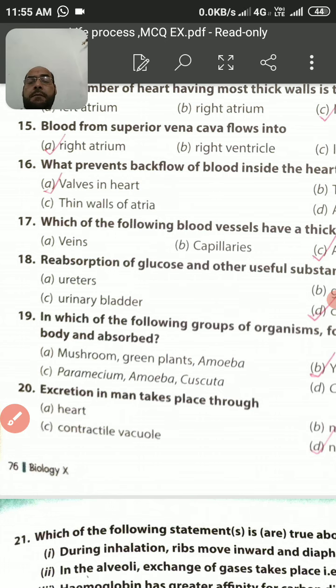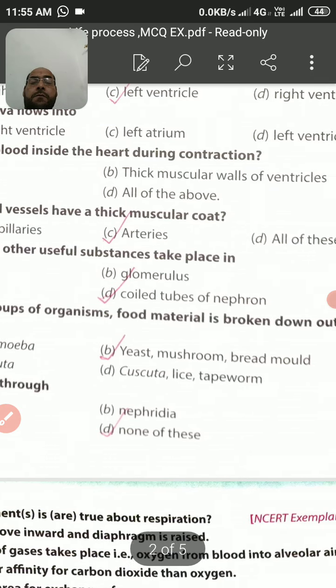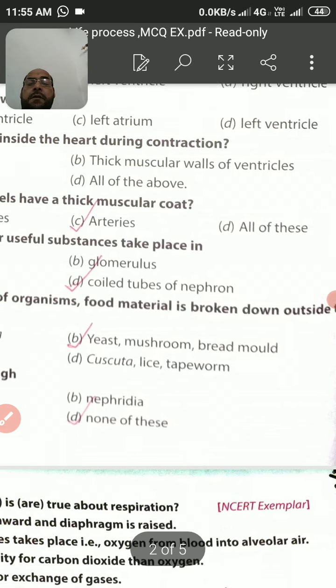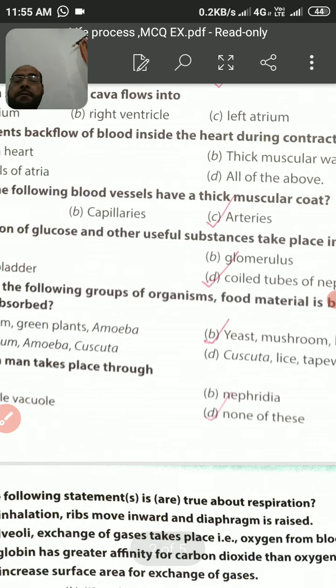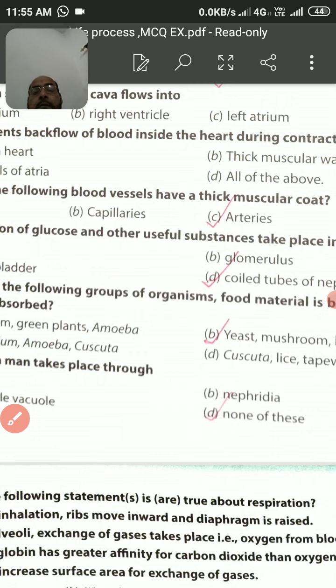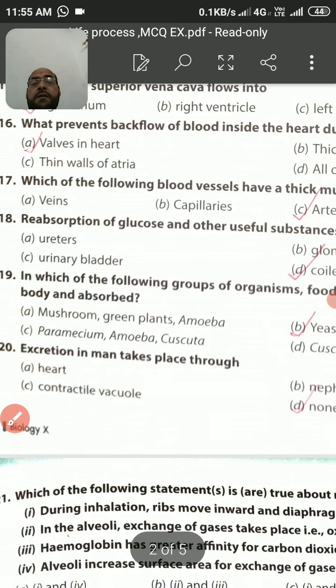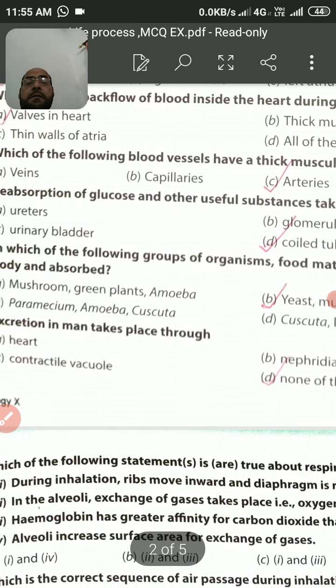Now 17. Which of the following blood vessels have a thick muscular coat? So dear students, thick muscular coat, that is the arteries. Arteries are thick while veins are thin. Capillaries will not be, and veins will not be, all will not be, so arteries have the thick muscular coat.